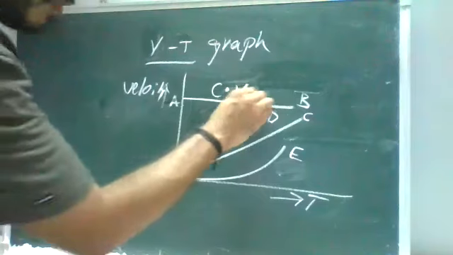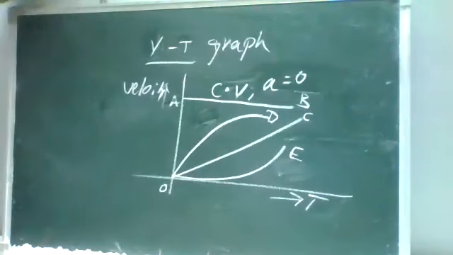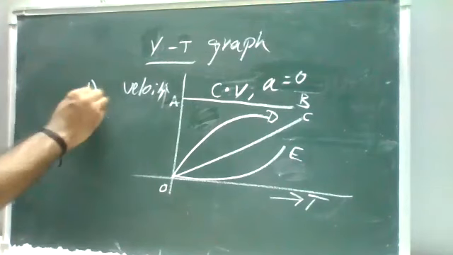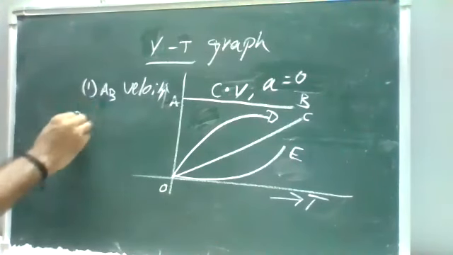So when the velocity is constant, acceleration is equal to 0. It is your first case. Second point.